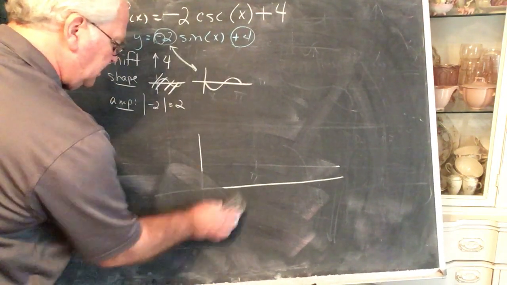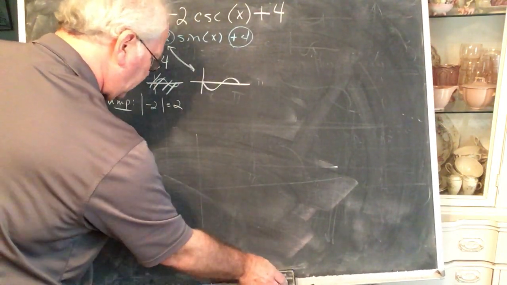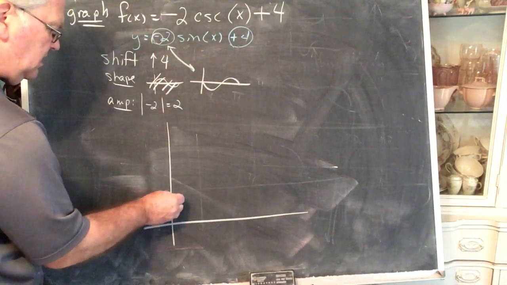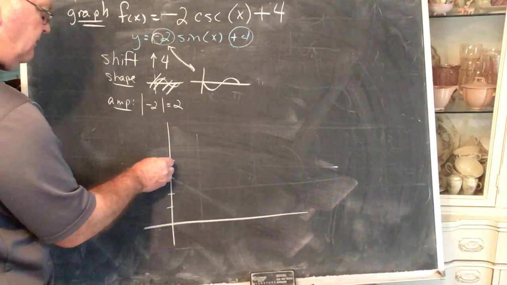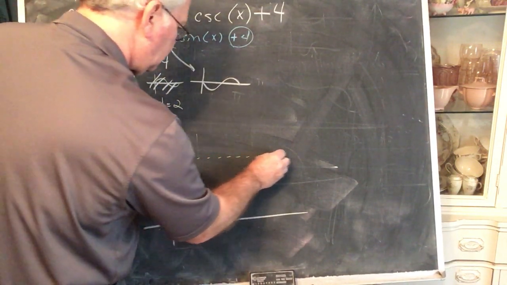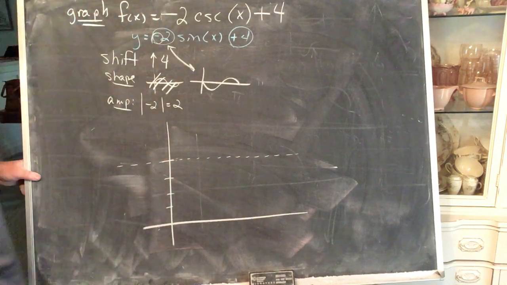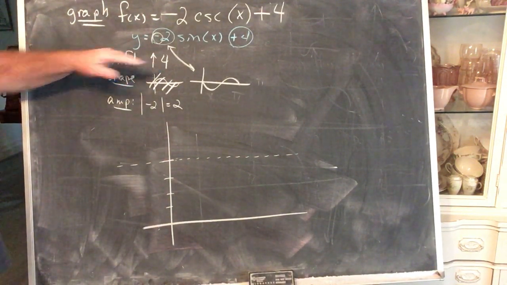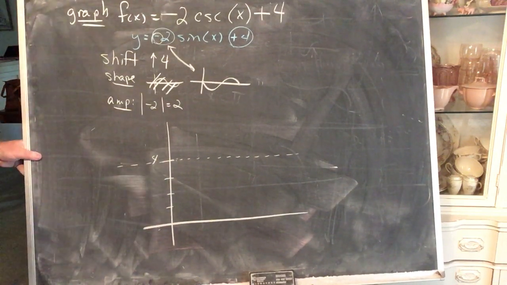That's not going to be a very good picture. Let's do this. One, two, three, 4. We're shifting up 4 units. So the line for the nodes is going to be up here at 4, not at 0. Everything is shifted up 4 units. So this is 4. All right?